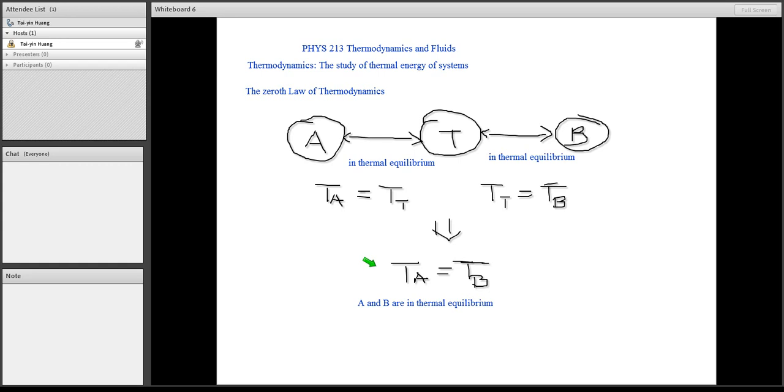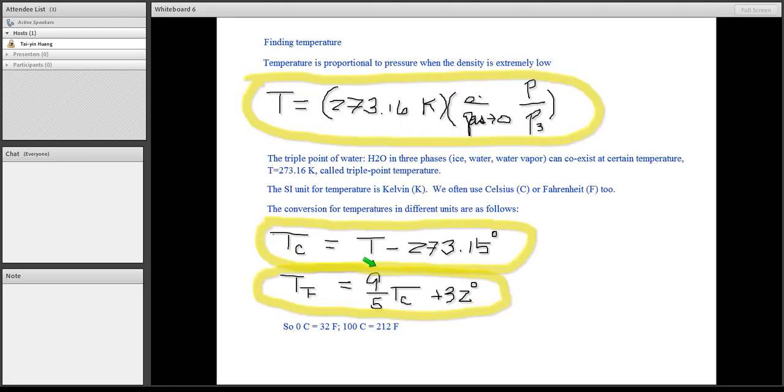If A and T are in thermal equilibrium, T and B are in thermal equilibrium, then A and B must be in thermal equilibrium, and the quantity that defines them to be in thermal equilibrium will be the temperature. So the temperature has to be the same. Okay. Now, speaking of temperature, how do we find temperature?